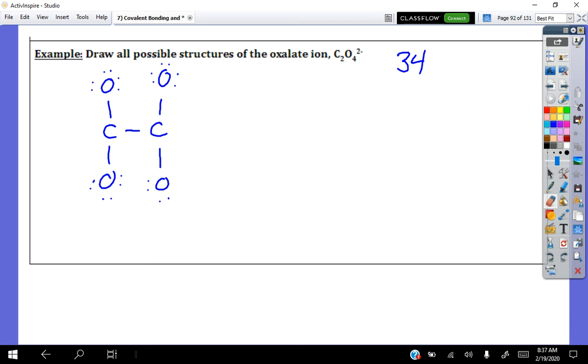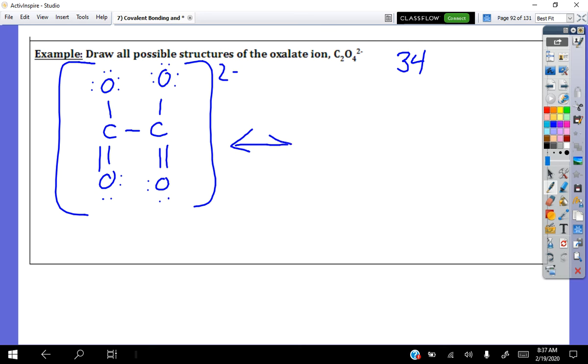So I know that I need to take a pair and make a double bond, and that satisfies the oxygen on the right. I do have to do the same thing with the oxygen on the left. This is one possible way to draw this structure, and the overall thing has a 2- charge. When we do resonance, we use this double-sided arrow to represent equivalent structures.